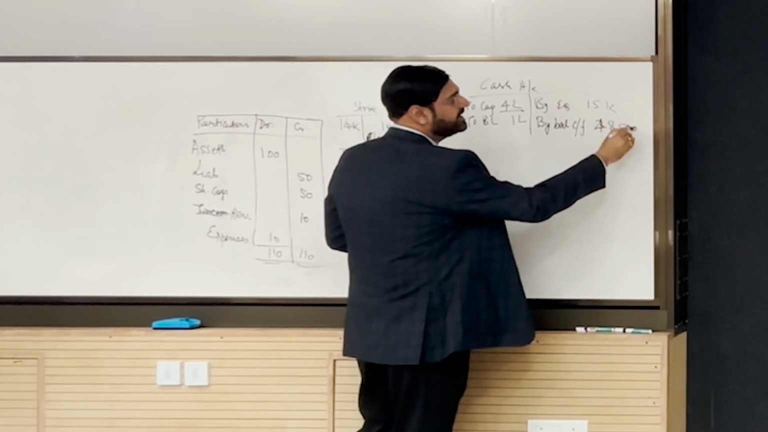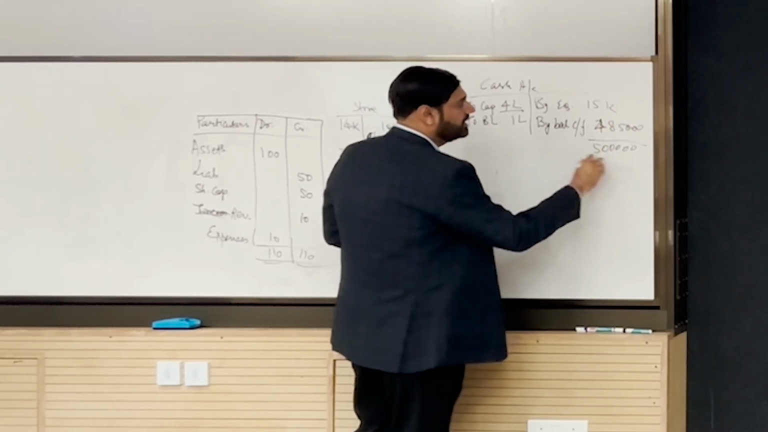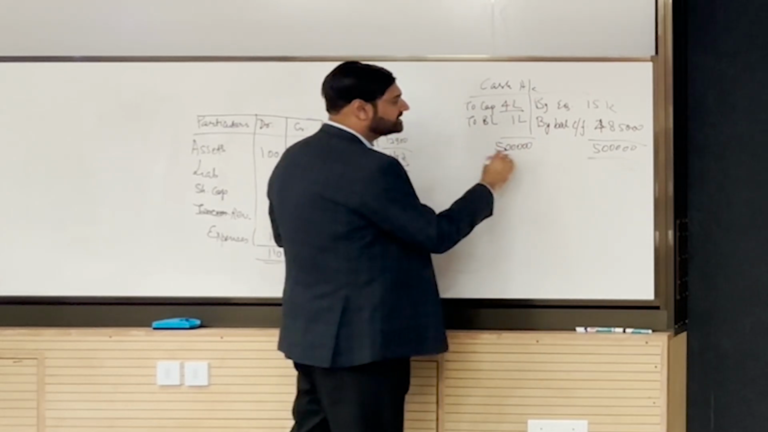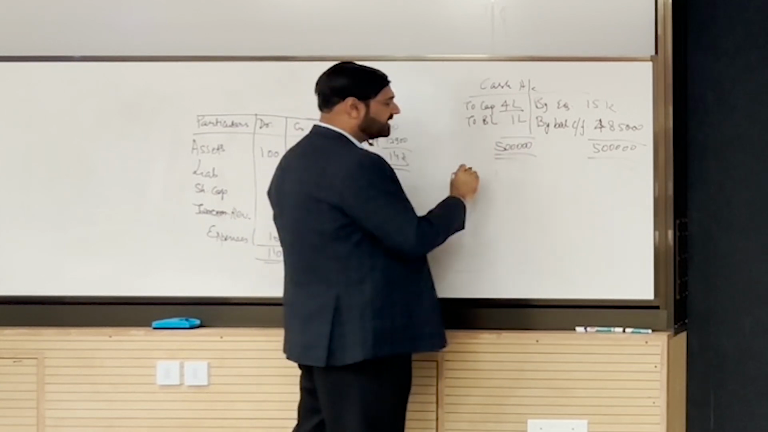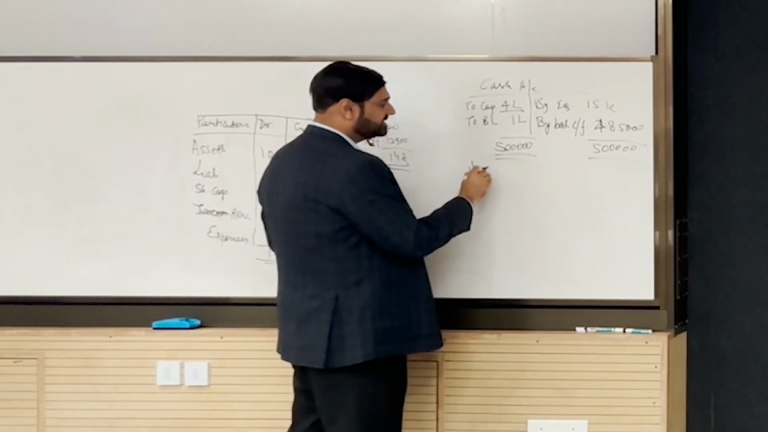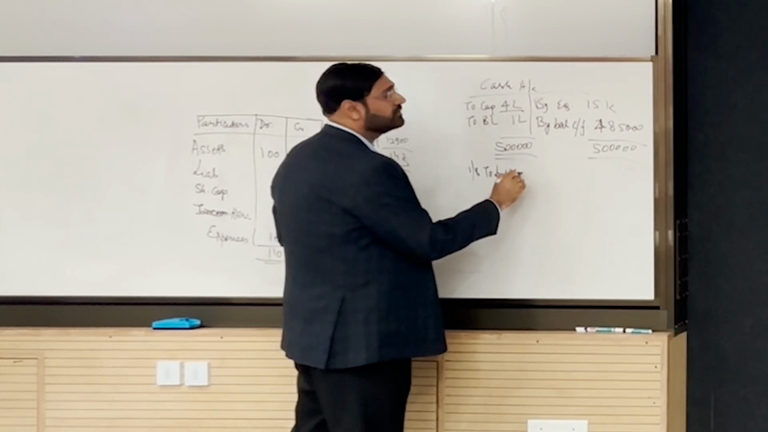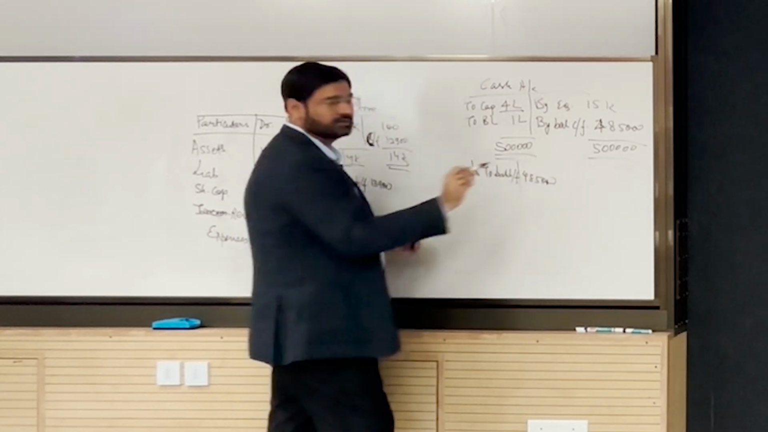4,85,000. And then we will say total of this side now is 5 lakh. Total of this side is 5 lakh. So the two sides are balanced. And here on first of, this was 31st of July, on 1st of August, we will say to balance brought forward. How much? 4,85,000. Are we all clear?